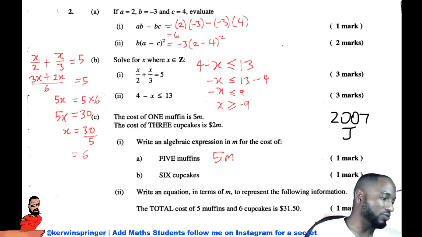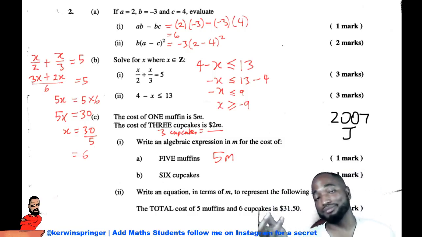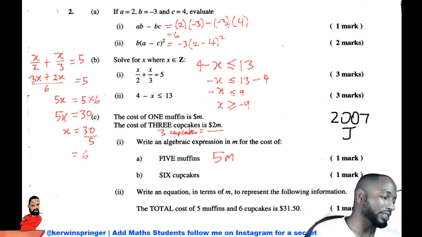And the cost of three cupcakes is 2M. So they actually told you this, that three cupcakes is equal to 2M. But sometimes they can say three cupcakes is twice the cost of one muffin. All right, so just another way to look at it. Three cupcakes is equal to 2M.